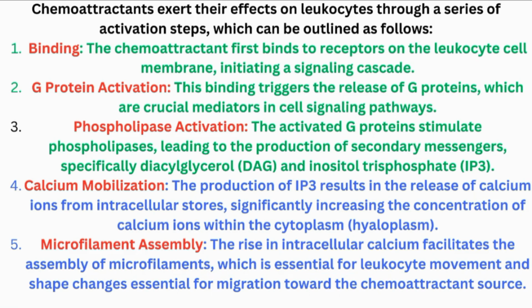So the chemoattractant substances first bind to receptors on leukocytes, on the white blood cell membrane, initiating a signaling cascade. This binding now triggers the release of G proteins, which are crucial mediators in cell signaling pathways. Now, the activated G proteins stimulate phospholipases, leading to the production of the secondary messengers. We have DAG, the diacylglycerol, and inositol triphosphates.